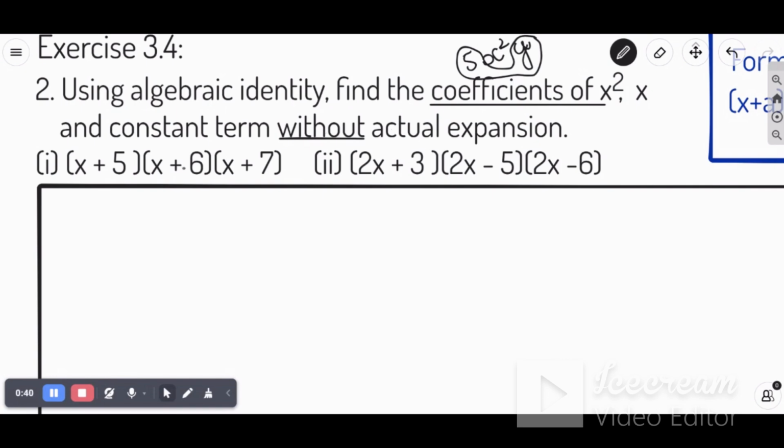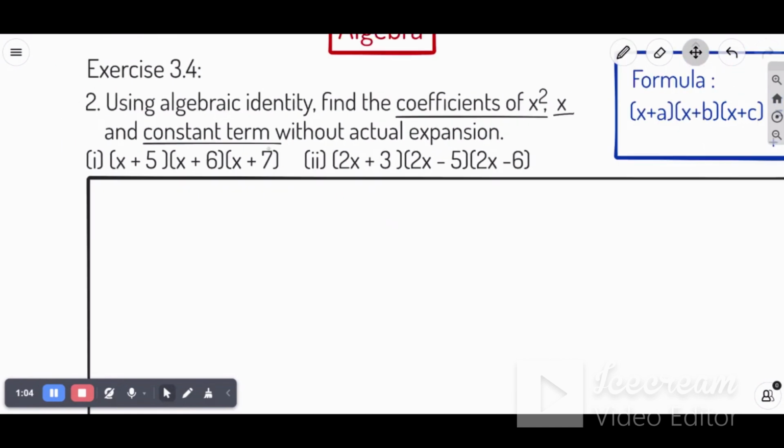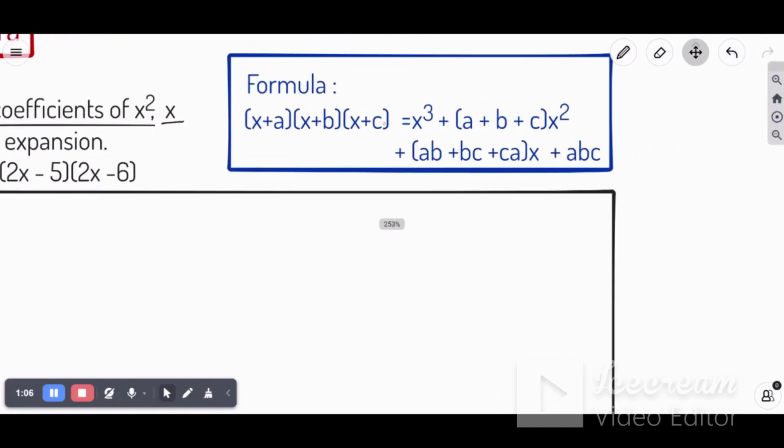So without actual expansion means, if you take this, you can multiply x with x, x with 6, and it goes on and on. That is actual expansion. They don't want this actual expansion, that's why it has been given as without actual expansion. So you have to find the coefficient of x square, the coefficient of x and your constant term. For that, you can use this formula.